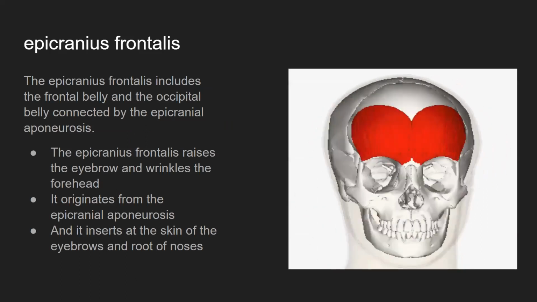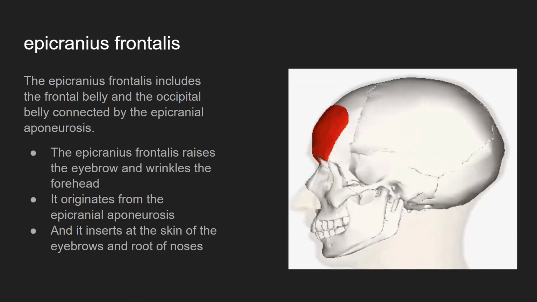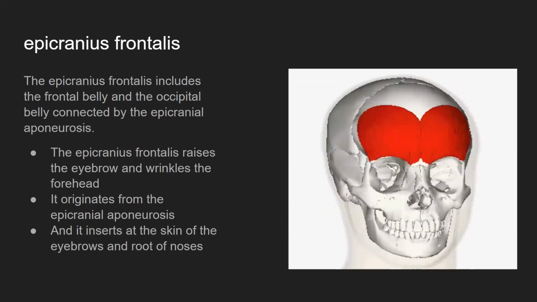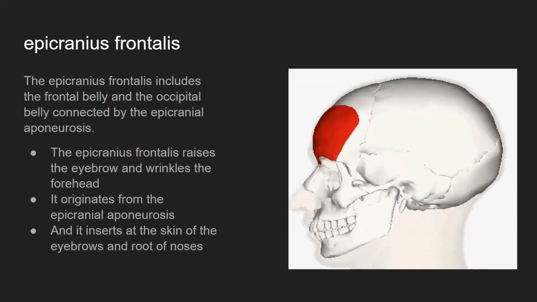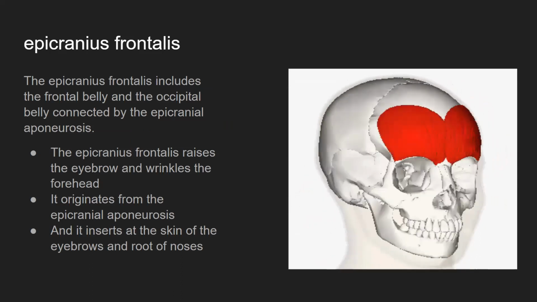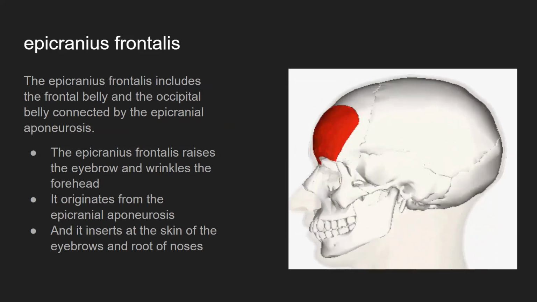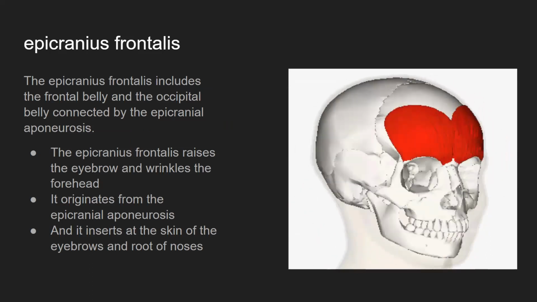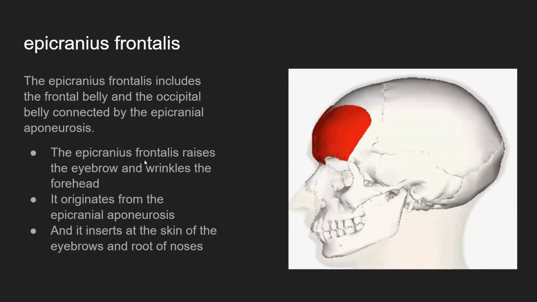Now moving on to the epicranius frontalis, it includes the frontal belly and the occipital belly, which are connected by an epicranial aponeurosis. The epicranius frontalis raises the eyebrows and wrinkles the forehead. It originates from the epicranial aponeurosis, and it inserts at the skin of the eyebrows and root of the nose.